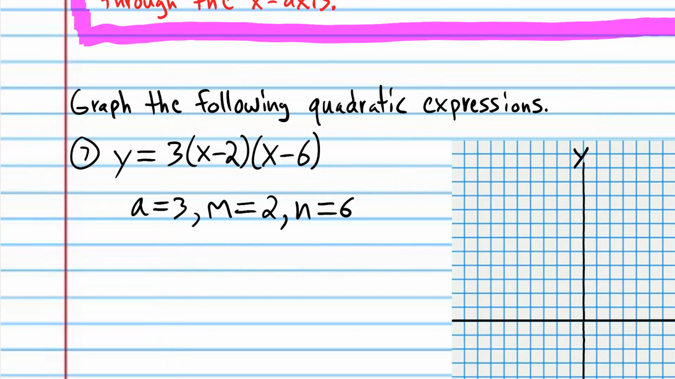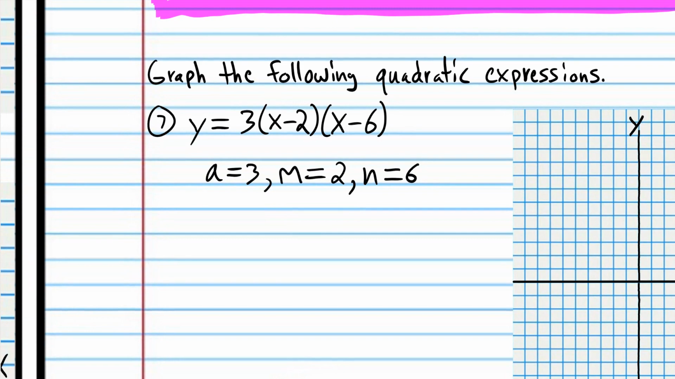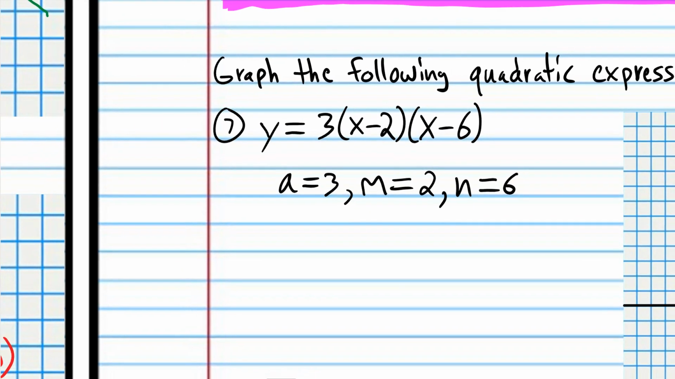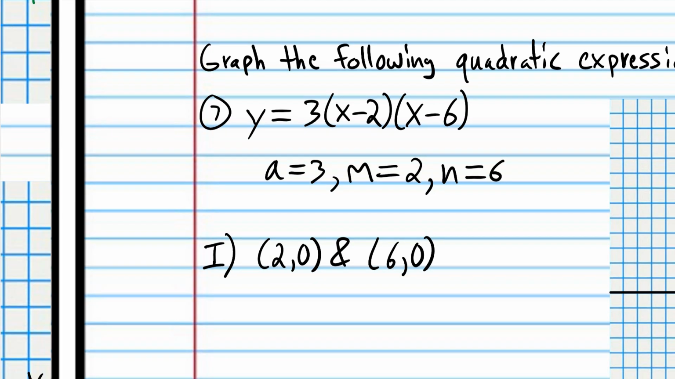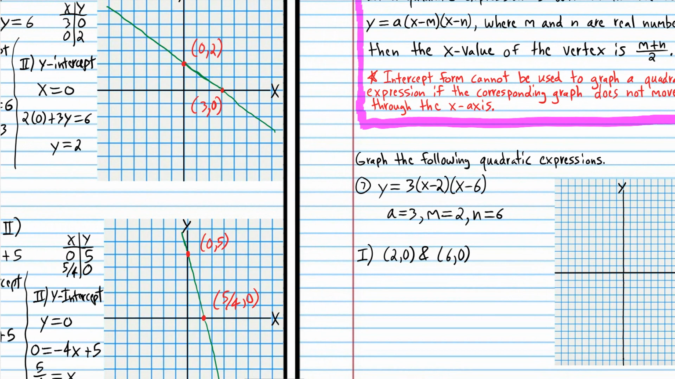Now the reason this is called intercept form is because we can see the x-intercepts just by looking at it. Not the y-intercepts, the x-intercepts. And the x-intercepts, as you can probably tell, are 2 and 6. So that's the first step of the problem, is finding the x-intercepts. So it's 2, 0, and 6, 0. Those are the x-intercepts. So it's important to understand we're not finding the y-intercept. We don't care about the y-intercept on these particular problems. We're just finding the x-intercepts. We're going to worry about finding the y-intercept maybe in a later class.